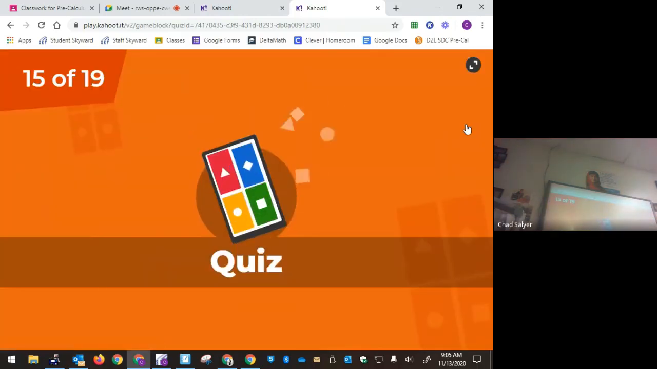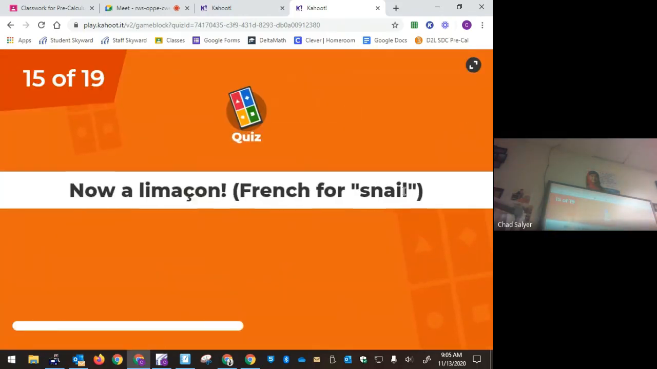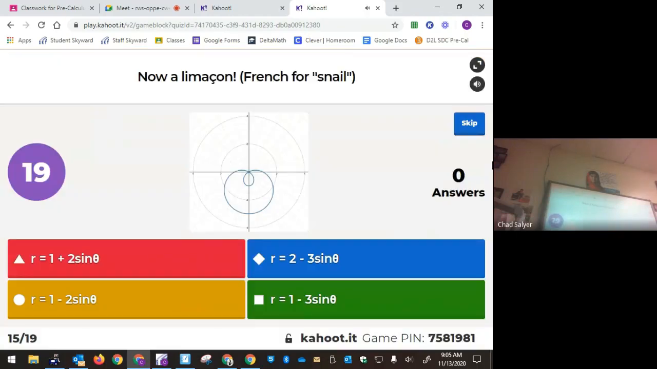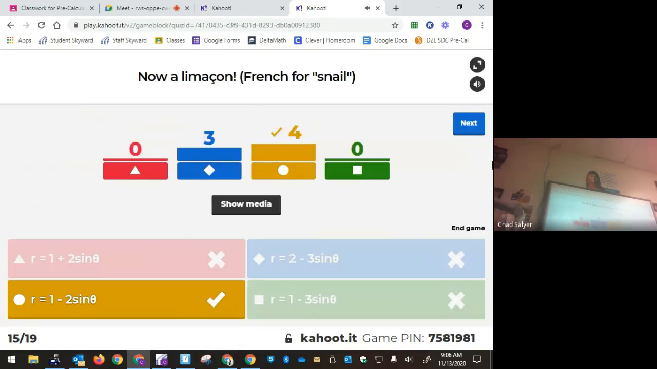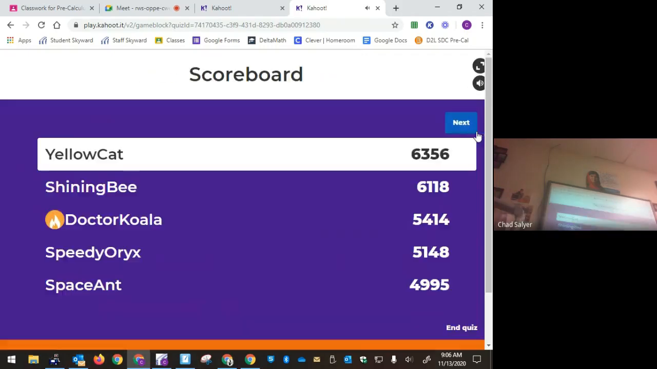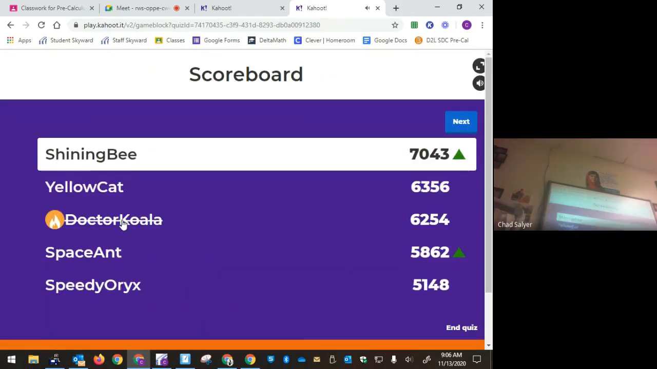That's what I'm talking about. Limaçon, French for snail. They eat snails in France. So small. Get away from me. 6 feet. 9, 8, 7. I think 6, 5. I'm too smart. Yes, I'm too smart. Oh, ooh, Dr. Koala lost his streak, boys. No. Oh, Dr. Koala. Lead change.